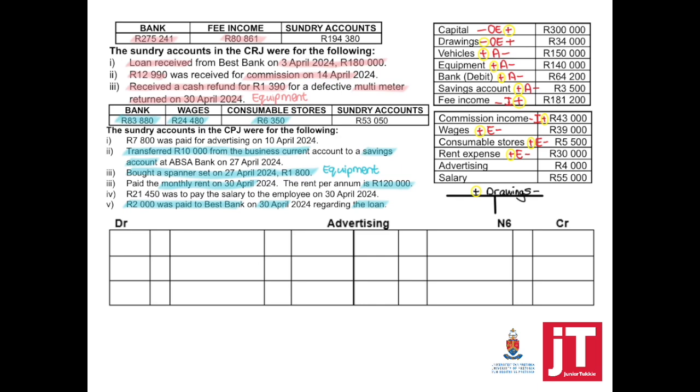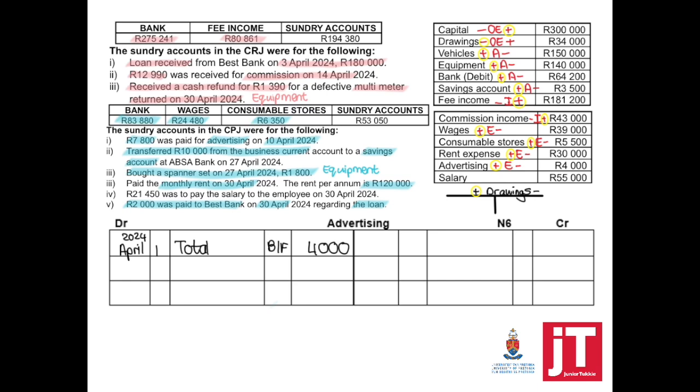Advertising. Advertising is regarded as an expense, plus on the debit, minus on the credit. This means that the opening balance, where's the plus on the debit side, will appear on the debit side. Now we need to look at, was there anything else that happened with advertising during the month? In my cash payment journal, transaction number 1 said 7,800 was paid for advertising on 10 April 2024.